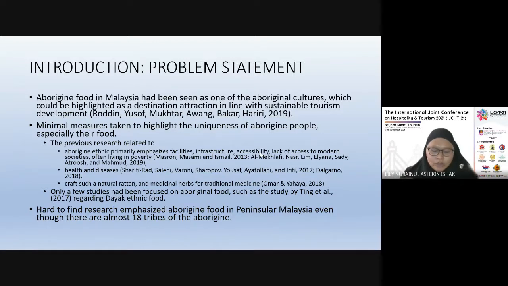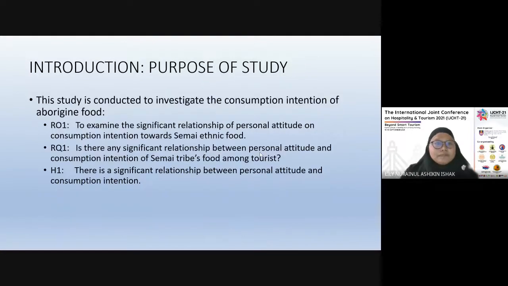This study will only focus on the Semai group located in Pahang National Park, because it is a known location for tourists to seek information or to experience the culture of this Aboriginal food, or ethnic food, I mean. The purpose of this study is to investigate the consumption intention of Aboriginal food, in particular Semai ethnic food.